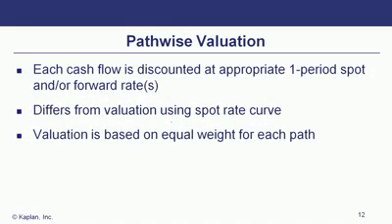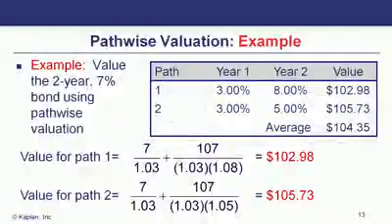It differs from valuation using the spot rate curve. But the valuation in the end is going to be the same, because we're going to assign equal weight to each path, and then we're going to get an arbitrage-free value, or else the system wasn't calibrated correctly to begin with.